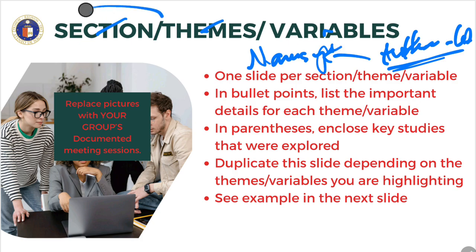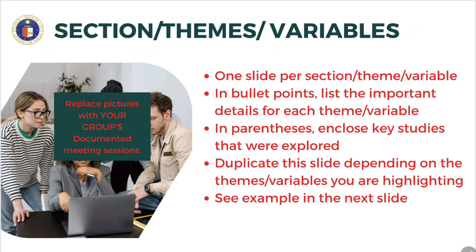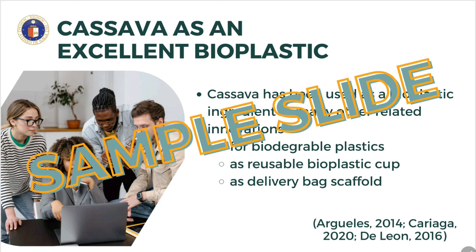Okay, so what is written in your manuscript? All right, so ideally, however, each section, theme, variable should be discussed in a slide. Okay, so 1 slide per theme, variable section. Okay, again, observe bullet points only. Perhaps identify the main claim for that particular theme or variable, and then enclose in parentheses studies or key studies that were explored. Duplicate the slide depending on the themes that you have, again, because you have an author-led section. Okay, so here's an example.